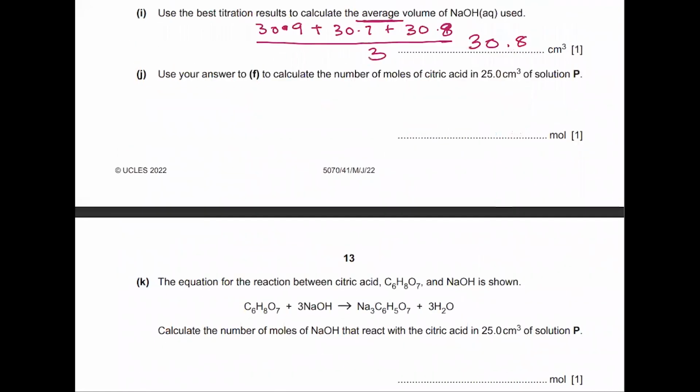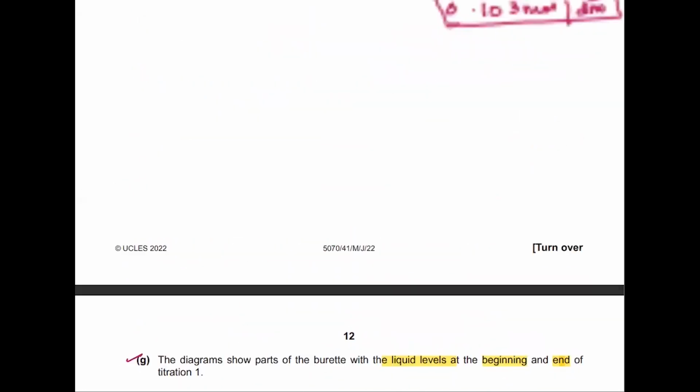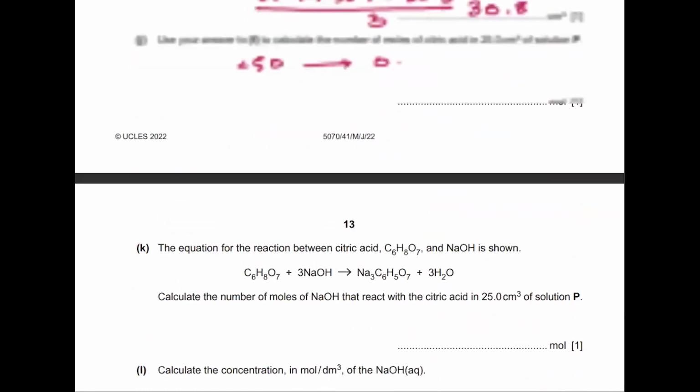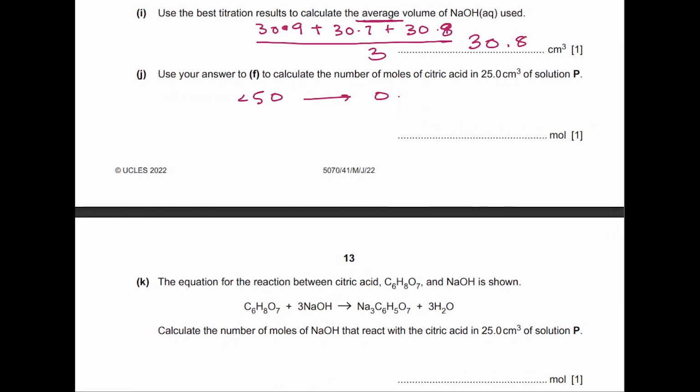So here it says: calculate the number of moles of citric acid in 25 cm cube. So 250 cm cube has how much? 0.0258. So 250 had 0.0258, so 25 cm cube will have 0.00258 moles, right? So you'll divide this value by 10.